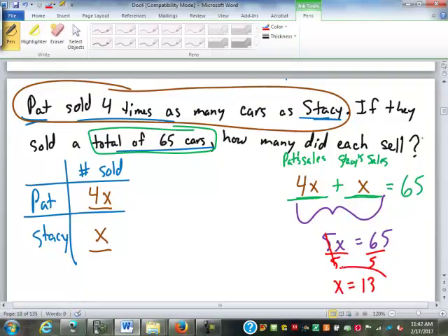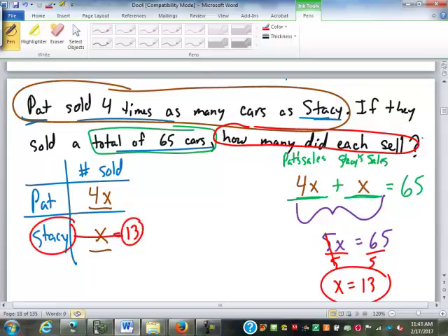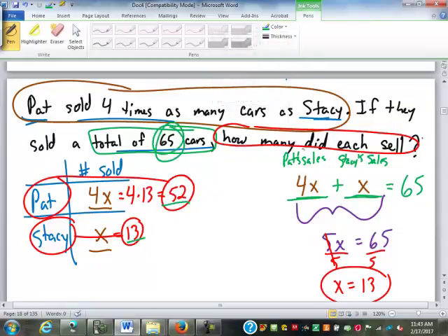X equals 13. Now, here's the second part we've got to be really careful about. People get really excited. They wrote the equation. They solved the equation. They must be done. But we have to make sure that we go back and answer the question. How many did each of them sell? 13 is X. That tells us how many Stacy sold. We still need to figure out how many Pat sold. Well, Pat sold 4X, or 4 times X. So since X is 13, that'll be 4 times 13, which is 52. So Pat sold 52. And then we can double check. Does 52 and 13 add up to our total of 65? And it sure does.